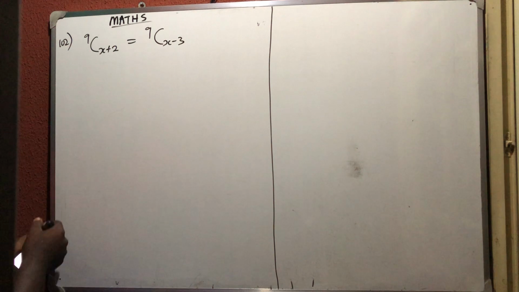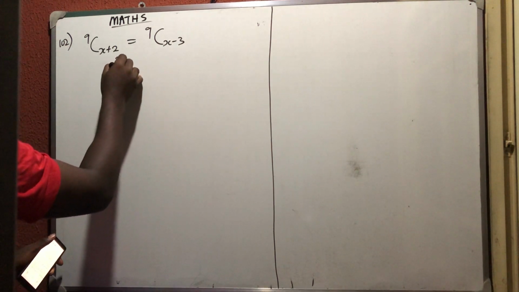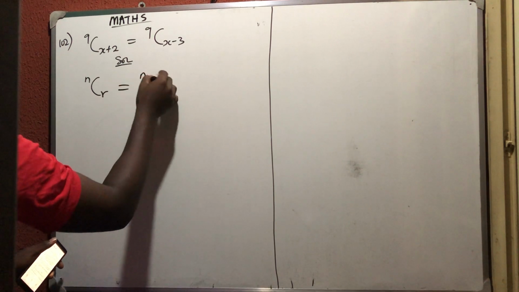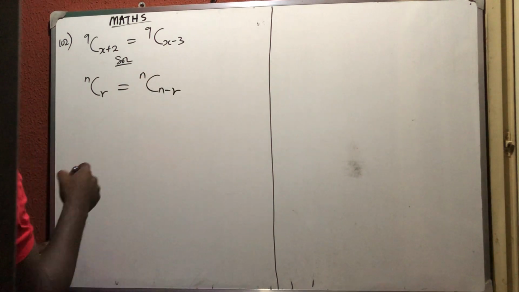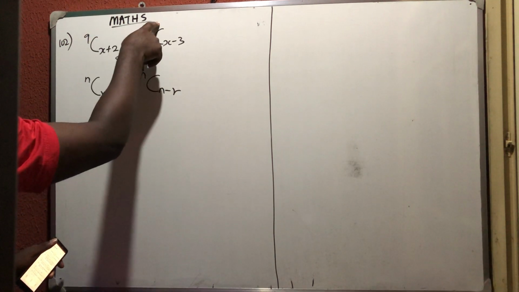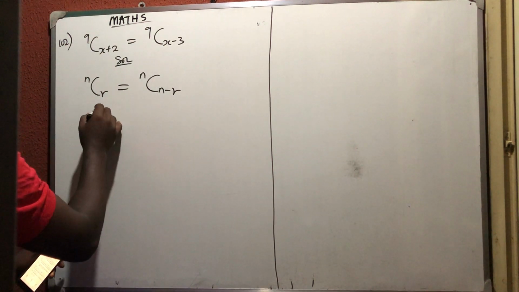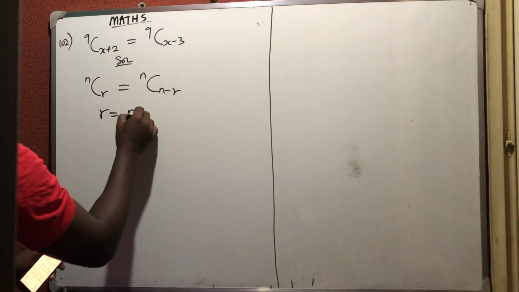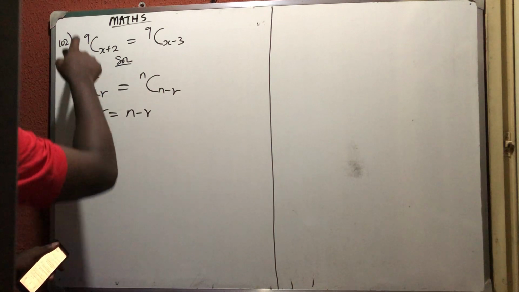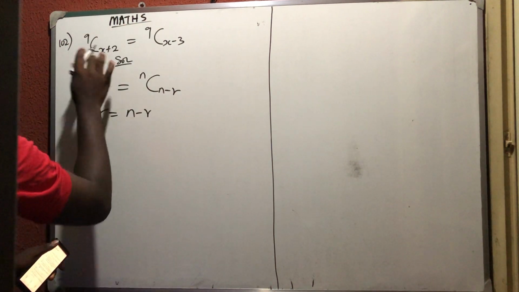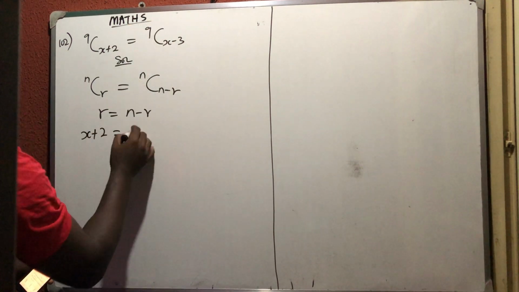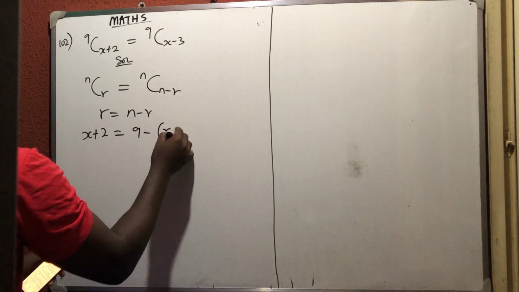Now, to solve this is very, very simple. Just know the formula that says n combination r is the same as n combination n minus r. So provided that the n are the same, what do you do? Just take the left hand side. It says that r must be equal to n minus r, provided that they have the same n. Okay, so since they have the same n here, I will say that my r in the left hand side, x plus 2, is equal to what? 9 minus, then x minus 3.